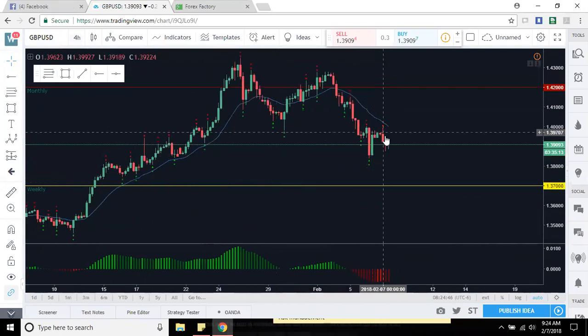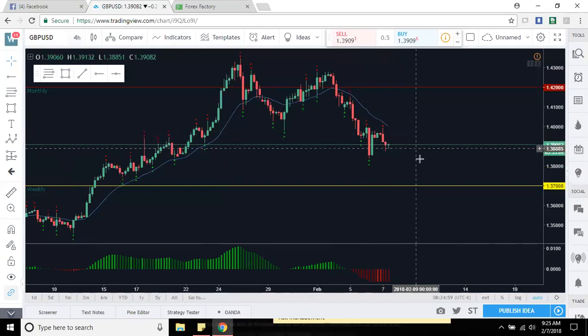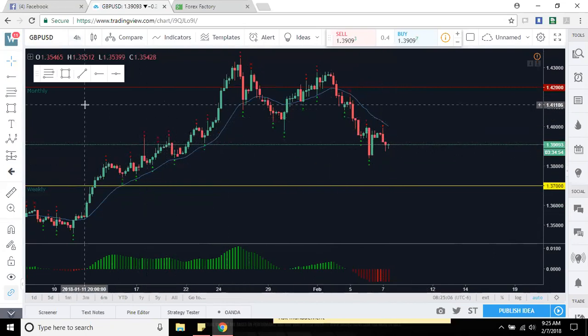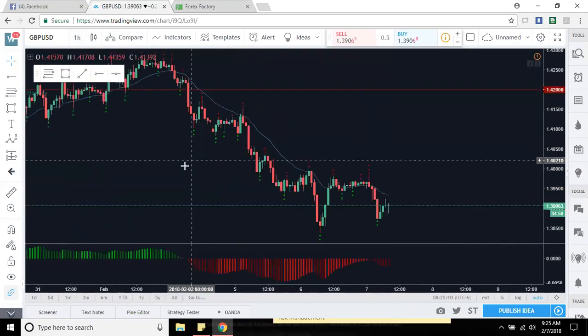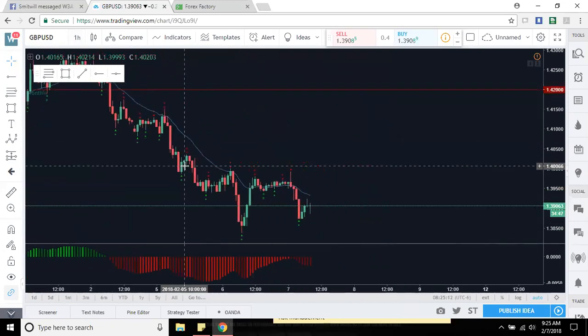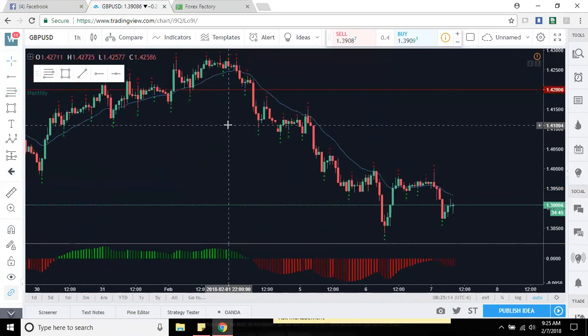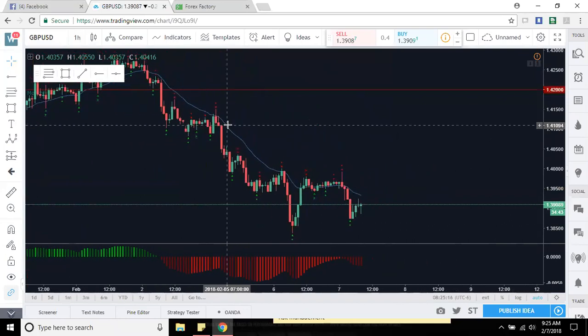Again, fractal towards the high, engulfing candle engulfs these previous 3 candles. So now we're looking for this pullback up to fill this high, and then that would be our entry for the short. Let's go to the 1 hour, see what's going on.